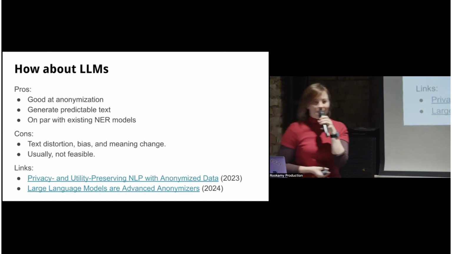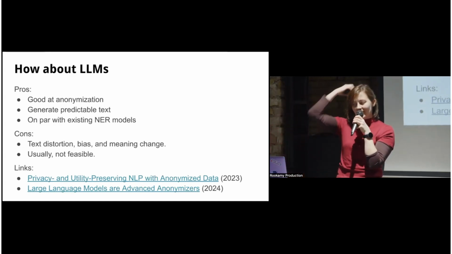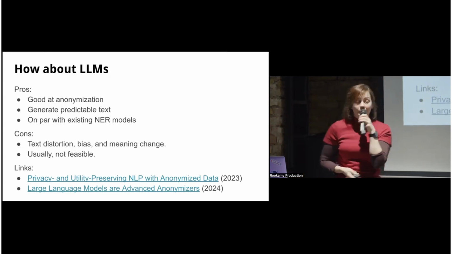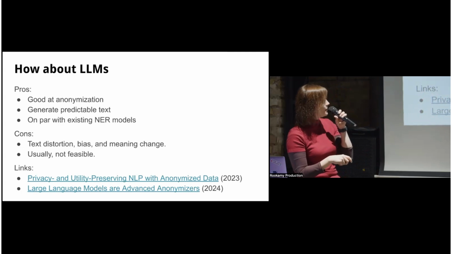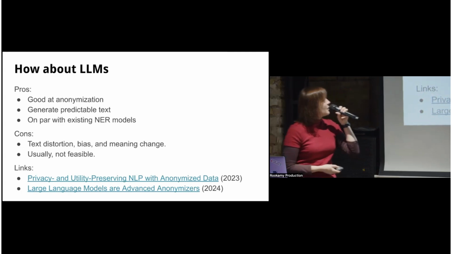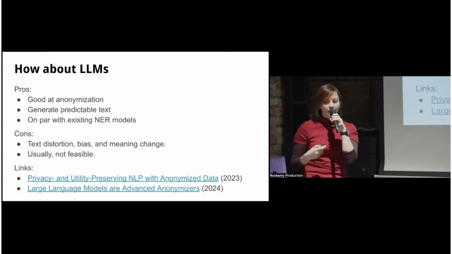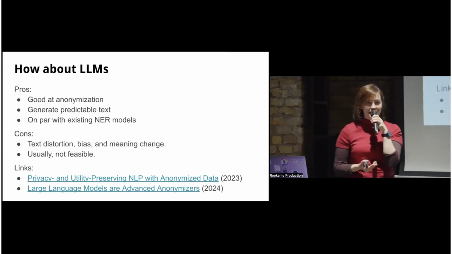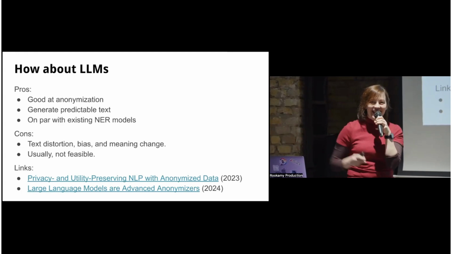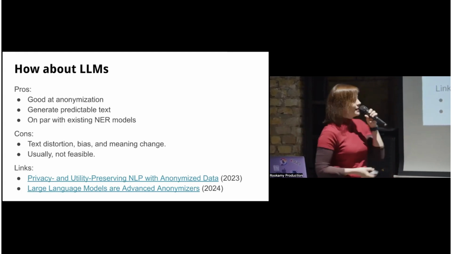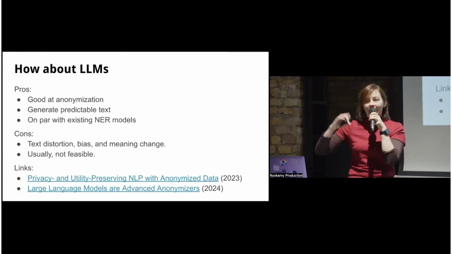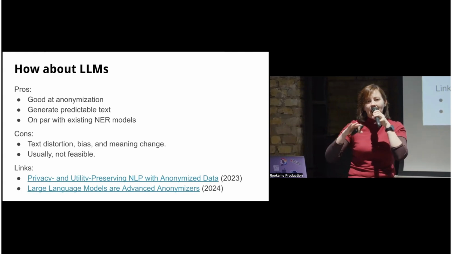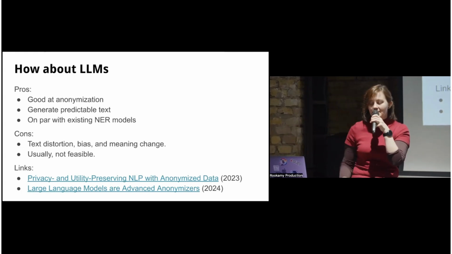Okay, moving on. How about LLMs? So this is probably a question in your heads: can we just use a large language model to do anonymization for us? So I linked two papers here. The first one is from my colleagues from Grammarly that I mentioned earlier, and the other one is called large language models as advanced anonymizers. These are very recent papers. The outline is that large language models are good at anonymization and they generate predictable text. Sometimes it's too predictable, actually. They are on par with existing named entity recognition models. So if you take a named entity recognition model that is a fine-tuned RoBERTa, for example, a large language model wouldn't do a much better job. It would be of the same quality on the detection part.